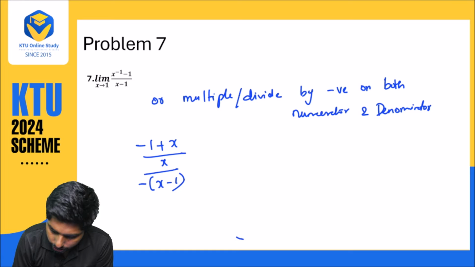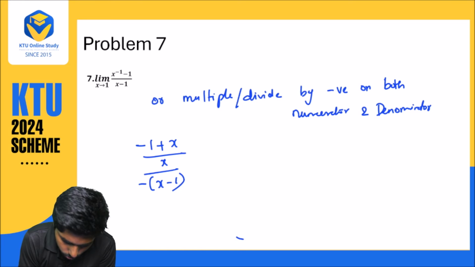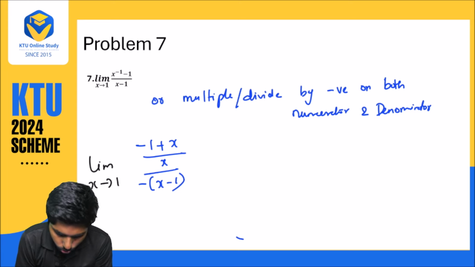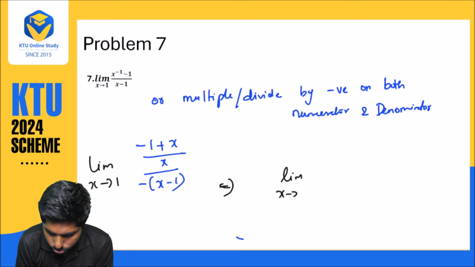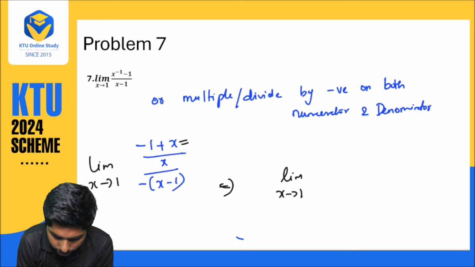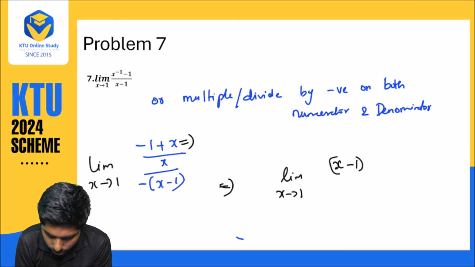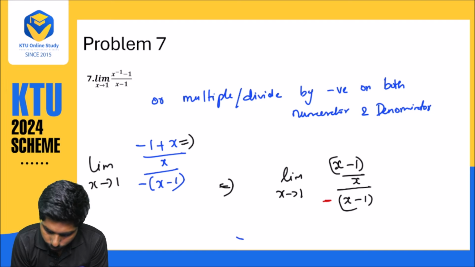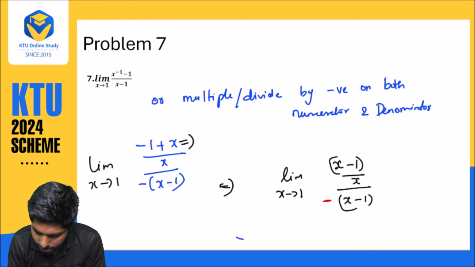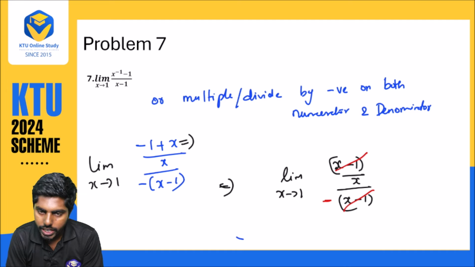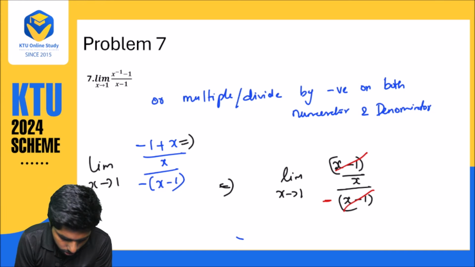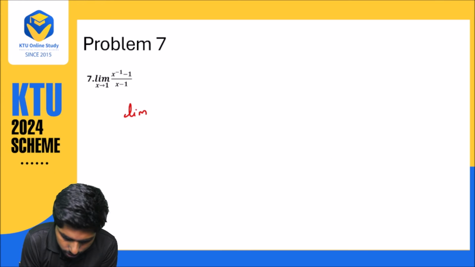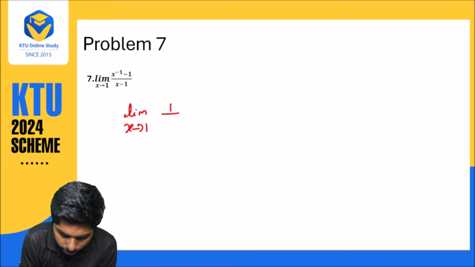So taking the minus, the limit as x approaches 1, we will be getting x minus 1 divided by x, divided by x minus 1. Here outside, minus is there. Now we can cancel x minus 1 with x minus 1. So what is left out is the limit as x approaches 1 of 1 divided by x.